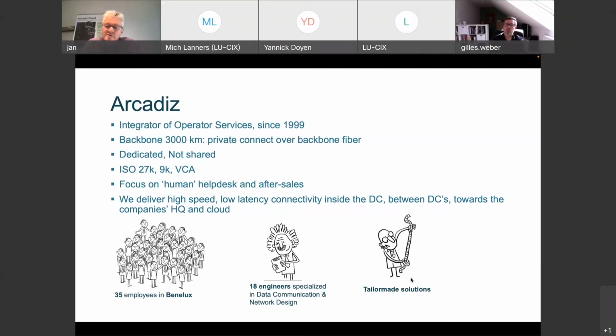So what kind of services do we deliver? Mostly, in general, we can say that we deliver high-speed, low latency connectivity, and that we do inside the data center, between the data centers, towards the company's headquarters, and towards the cloud, of course.